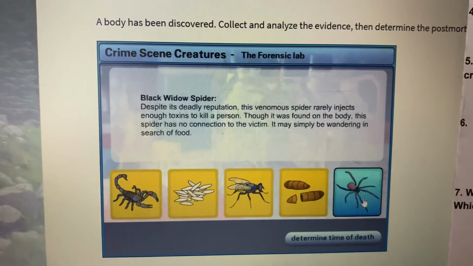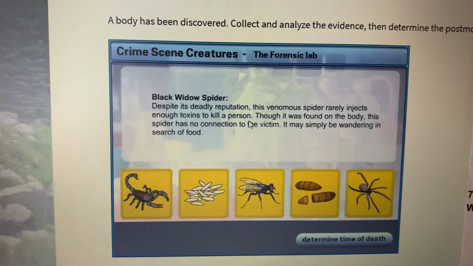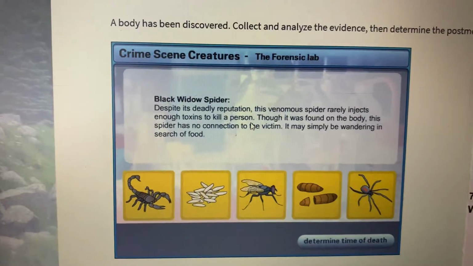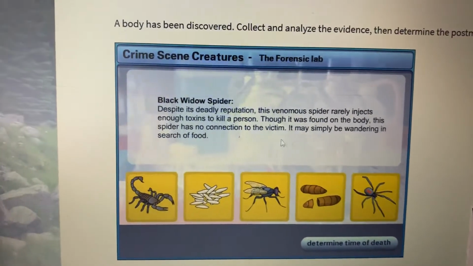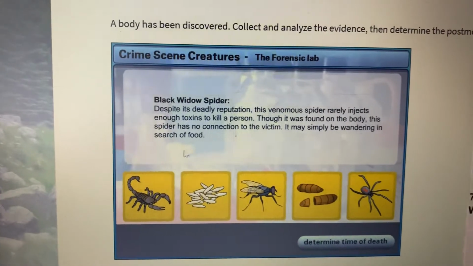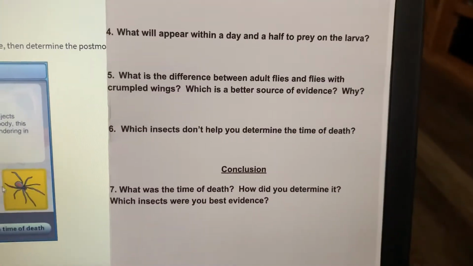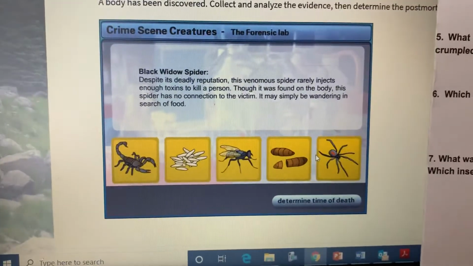Okay. And then a spider. So despite its deadly reputation, this venomous spider rarely injects enough toxins to kill a person. Though it's found in the body, this spider has no connection to the victim. It may simply just be wandering around searching for food. So kind of the same thing as a scorpion. It can be added to our insects that don't really help us determine time of death because it's probably just there to eat other bugs.